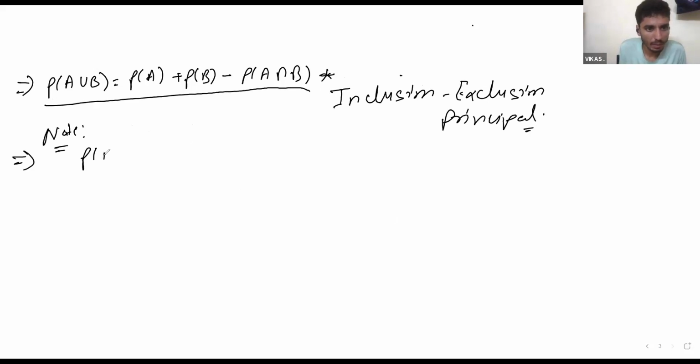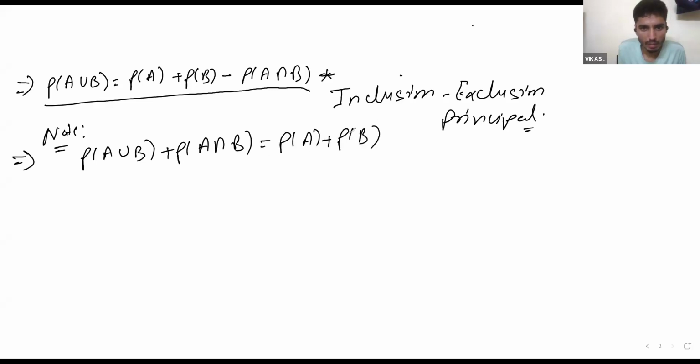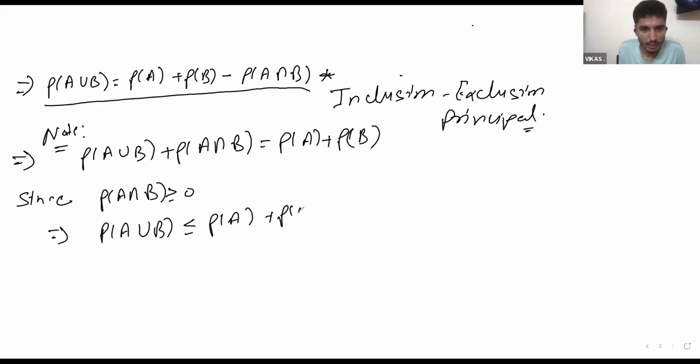From here you can see one observation, just a note. Probability of A union B, the probability of A intersection B, that is probability of A. Since A intersection B is an event and every event has probability greater than or equal to zero, I can write probability of A union B is less than or equal to probability of A plus probability of B. So this is the right way to make a connection between individual probabilities and their unions, and I hope you see that question.